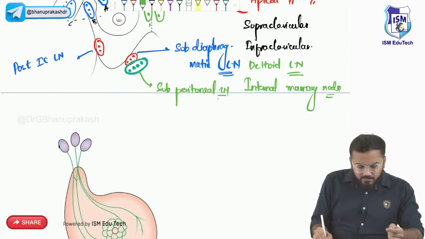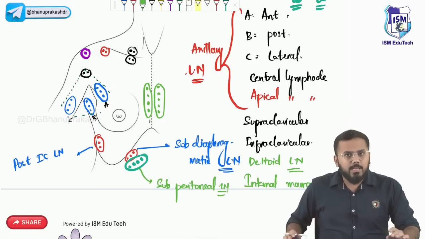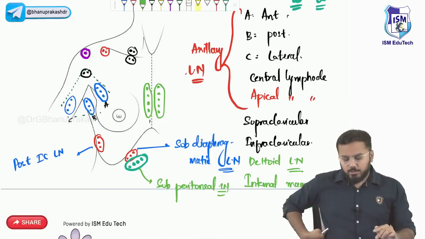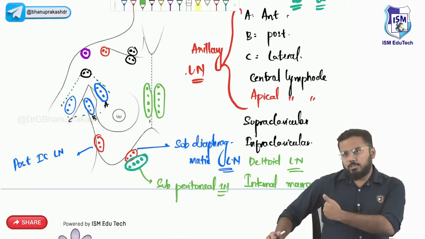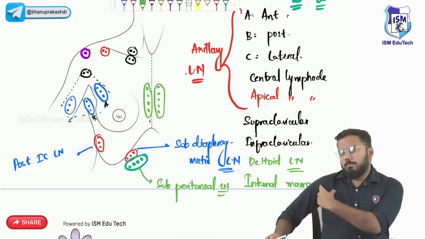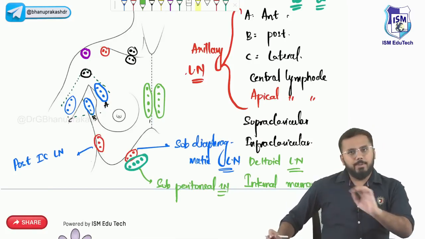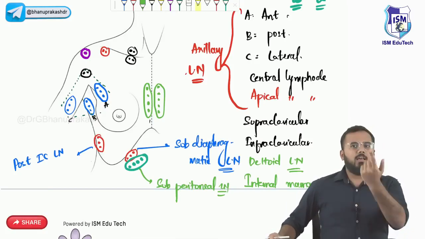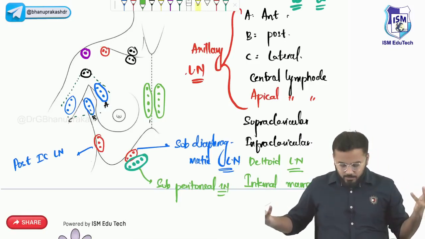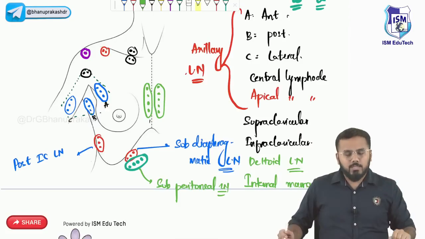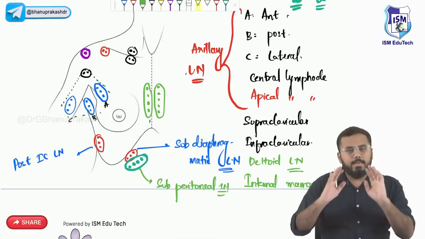So it is very, very easy to remember, guys. Subperitoneal, subdiaphragmatic, they are below the diaphragm, and posterior intercostal. And when it comes to axillary, we have anterior, posterior, and lateral, all of them looking towards central. And obviously here we have apical. After that, one above the clavicle, one below the clavicle, and the deltoid one. That's it, finished. We are done with the lymph nodes. Clear? Now I'll be telling you how these lymph nodes will drain.